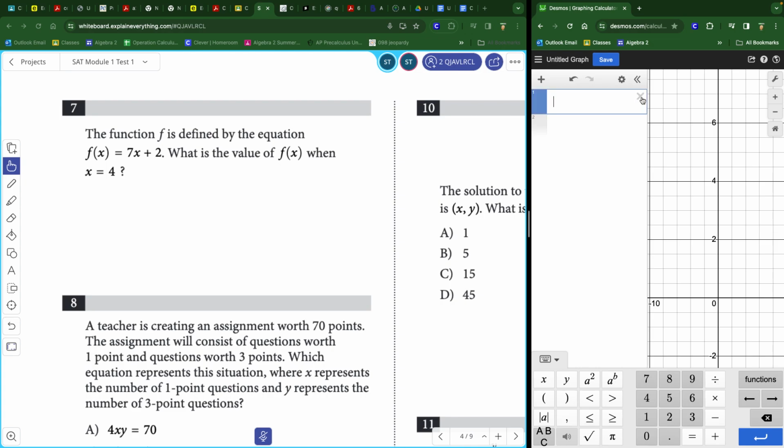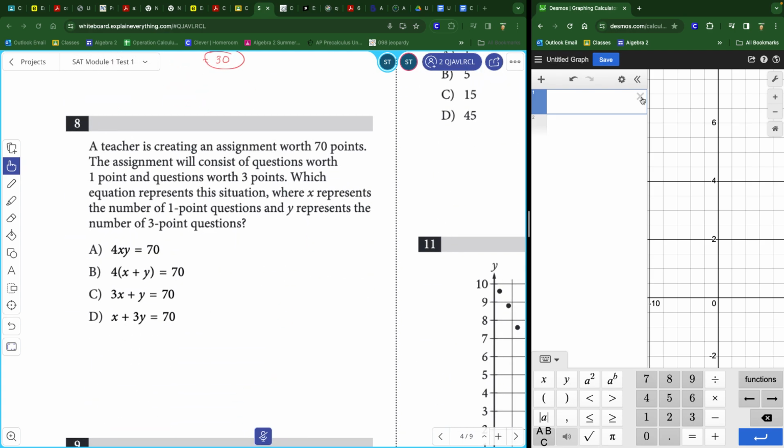Right, so here is problem number 7, another function question. f is defined by the equation. So we've got f of x, that's a linear equation. It's x to the first. When x is 4, so f of 4 is 7 times 4 plus 2, and we just work the right-hand side there. There we go.